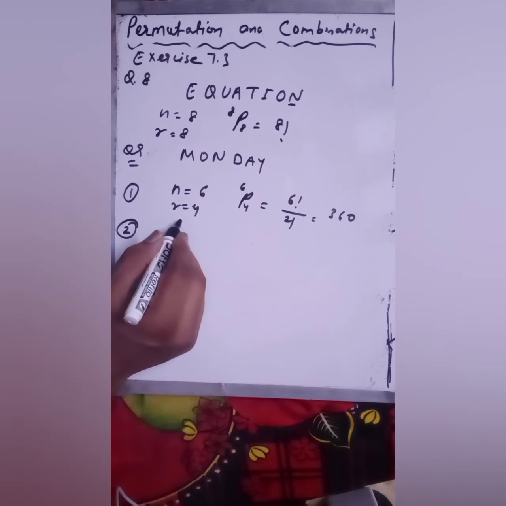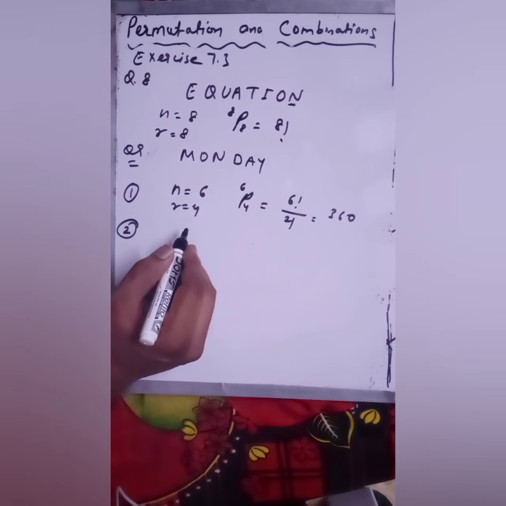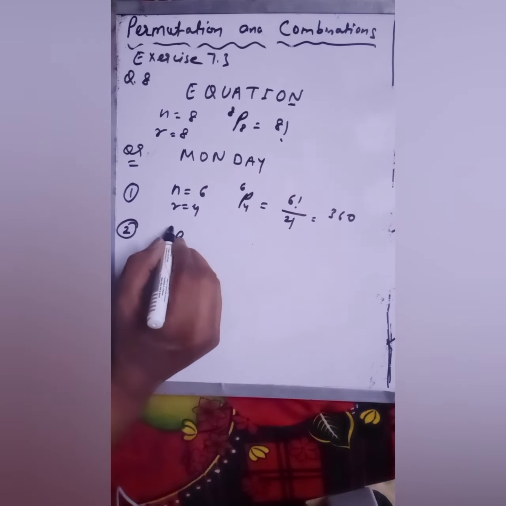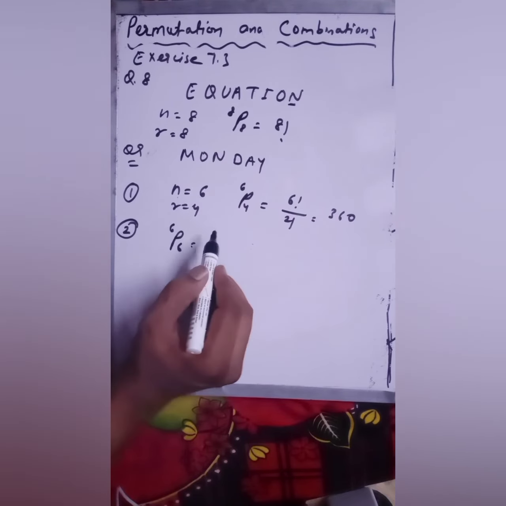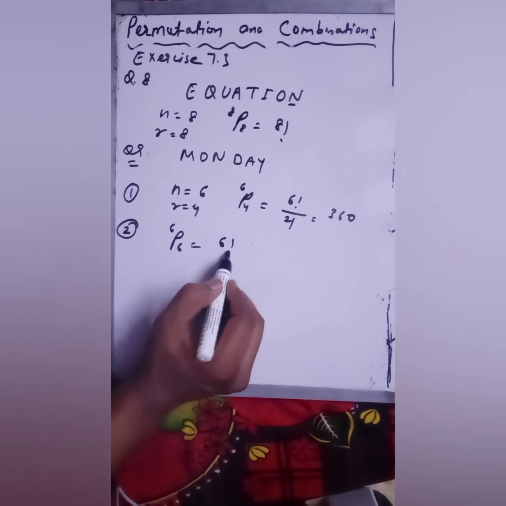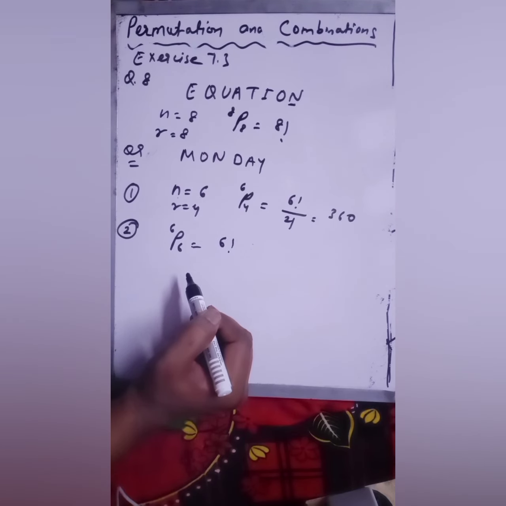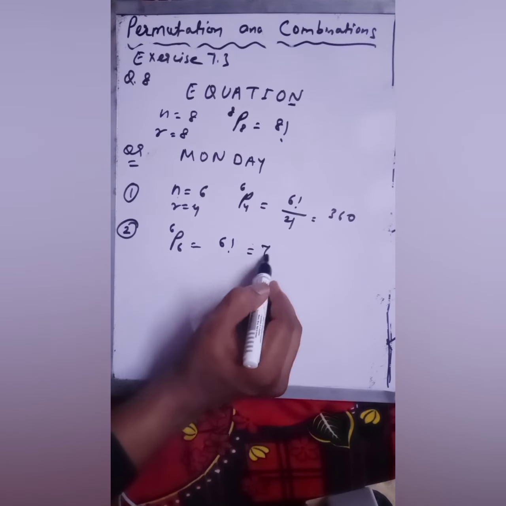Second part: all the letters are used at a time. If you use all the letters at a time, you will get this, because your n is 6 in this case and your r is also 6. So you will get 6 factorial. And 6 factorial is 720.